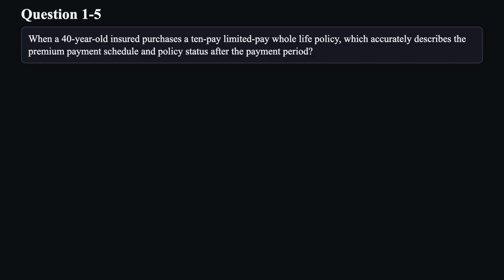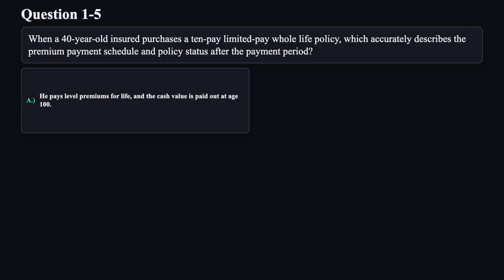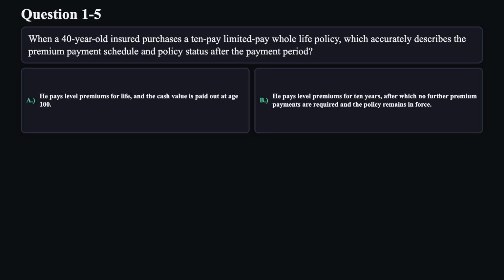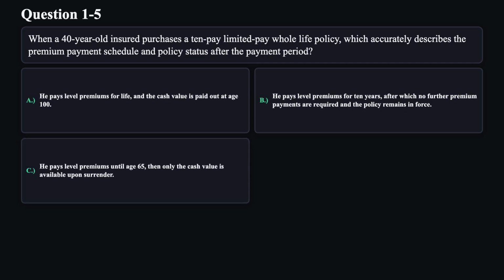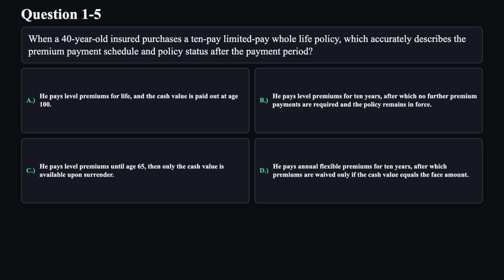Question 5. When a 40-year-old insured purchases a 10-pay limited pay whole life policy, which accurately describes the premium payment schedule and policy status after the payment period? A. He pays level premiums for life and the cash value is paid out at age 100. B. He pays level premiums for 10 years, after which no further premium payments are required and the policy remains in force. C. He pays level premiums until age 65, then only the cash value is available upon surrender. D. He pays annual flexible premiums for 10 years, after which premiums are waived only if the cash value equals the face amount.